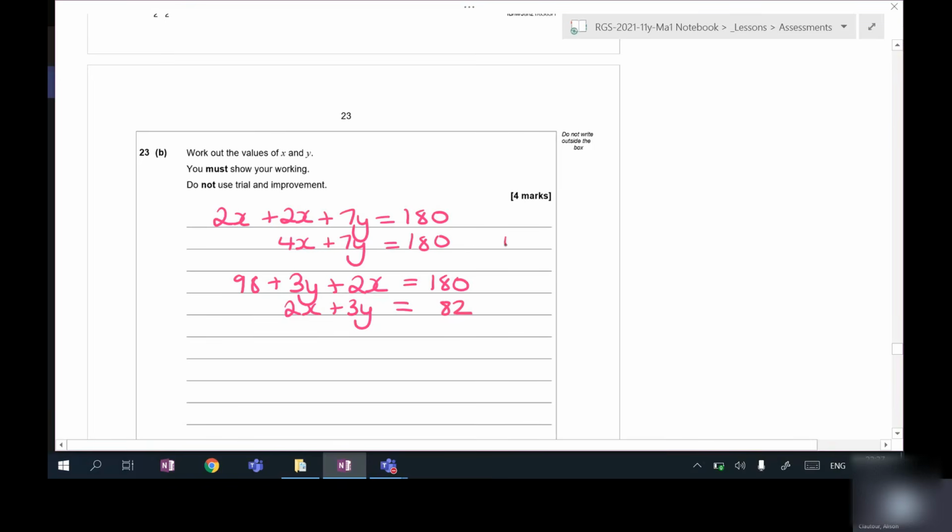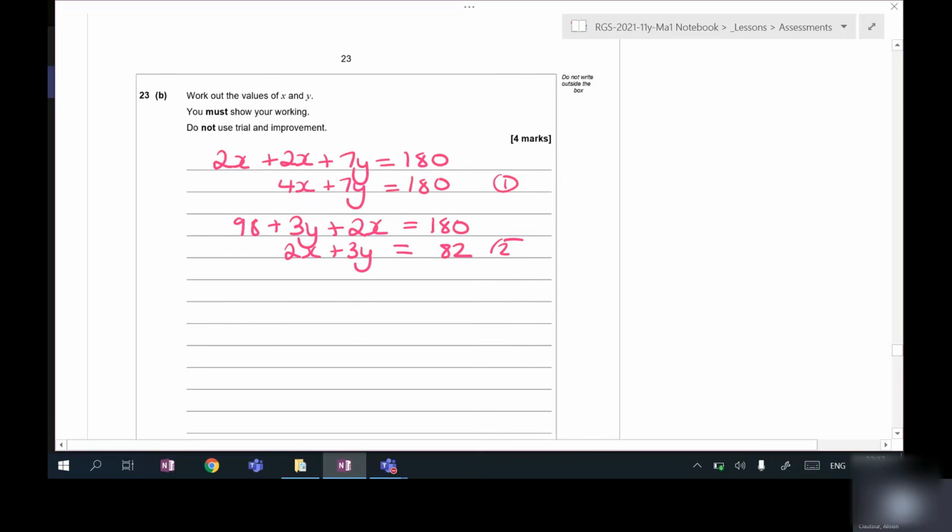So you've now got simultaneous equations that you can solve for x and y. So I'm going to double this equation two to make 4x add 6y is 164. And then I'm going to take away equation 1. So 4x take away 4x, 6y take away 7y is minus y. 164 take away 180 is minus 16. So therefore y is 16.